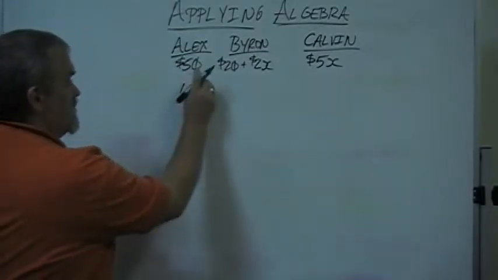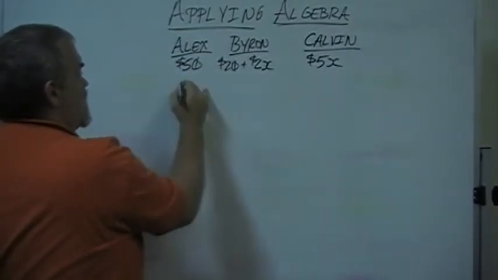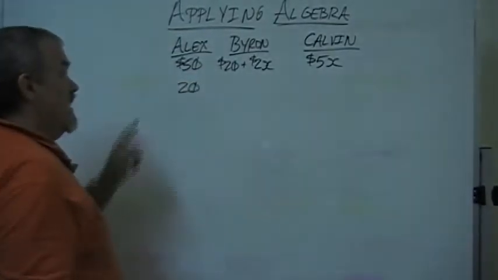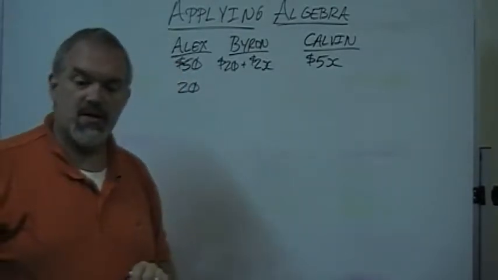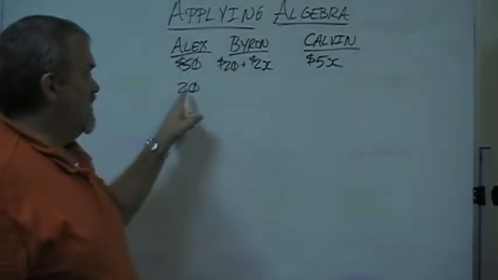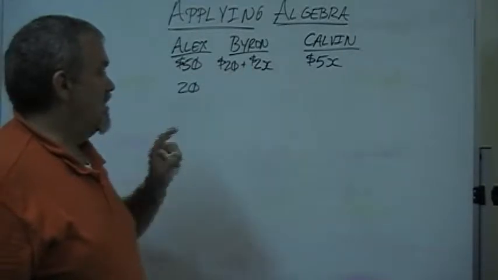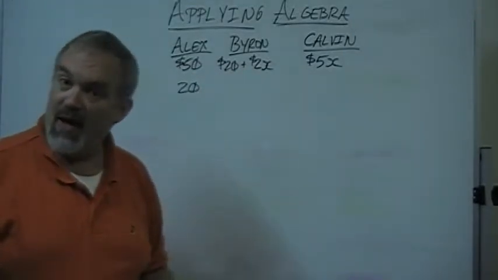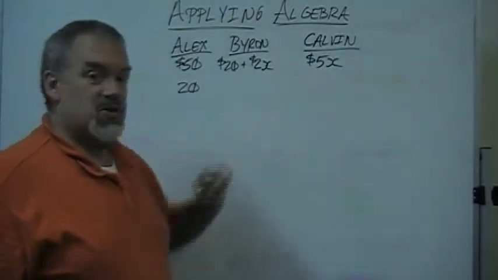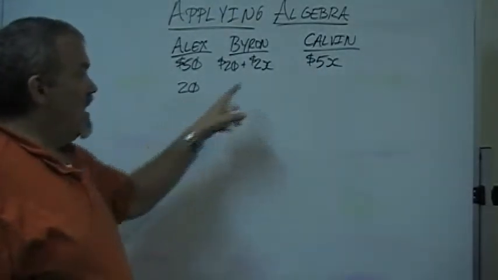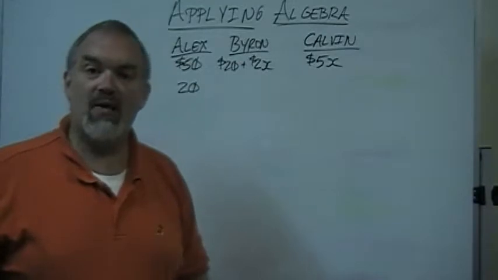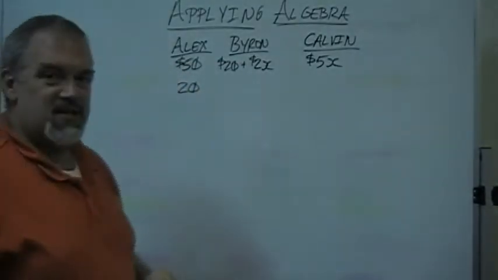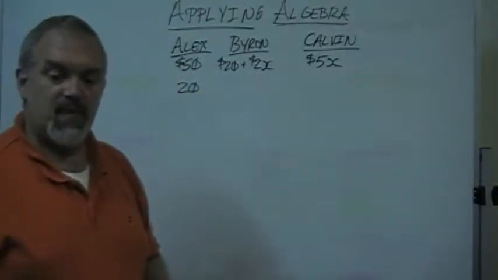But let's say Alex was a really big rider and he rode 20 rides instead. He still just paid $50. If he had taken Byron's deal, he would have paid 20 times $2 is 40 plus another 20 to get in the door. That's $60. He would have paid more. Or if he'd taken Calvin's choice, he would have paid 20 rides times $5, which would be $100. So in this case, Alex has gotten the best deal.